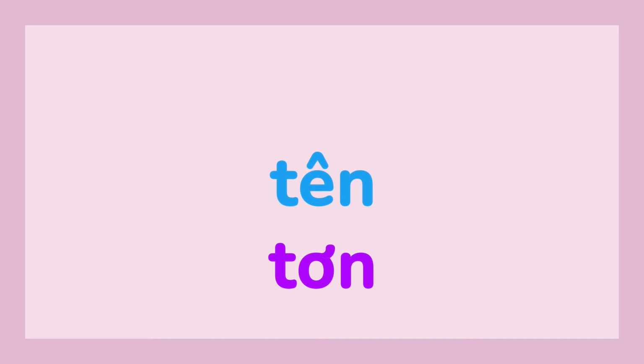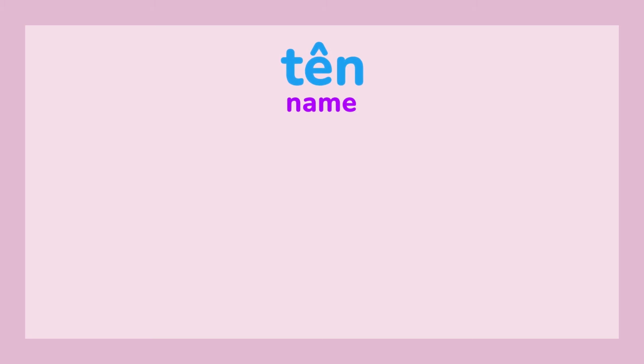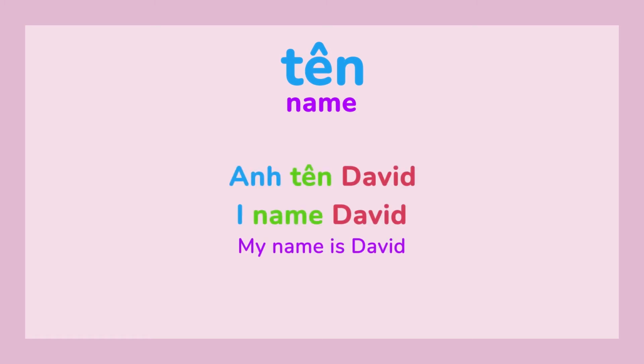Next, we have a noun, tên. Under the spelling is tên, the pronunciation in Southern Vietnamese is tên. So, tên means name. If you want to say my name is David, you could say anh tên David. The word order is weird, right?